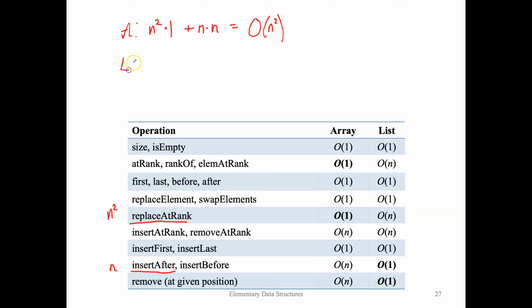Now let's say we were using a list. We call replace at rank n squared times, but using a list, each call to replace at rank is linear, and then we make another n calls to insert after, which is more efficient on a list. This is constant time. So our total running time here is n cubed. So in that case, it would be much better for us to use an array-based implementation. Right? It just depends on which of these operations you're using, if you're using rank-based ones or position-based ones.